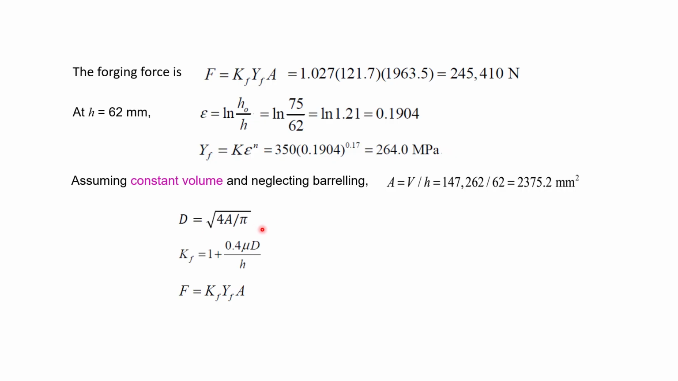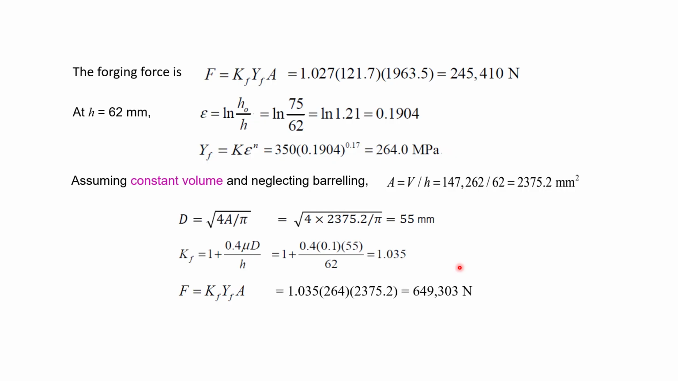Now I can find the new diameter, I can find the new Kf, and I can find the new force. So the new diameter now has increased from 50 to 55. Now the Kf, calculated according to the new diameter and new height, is going to be 1.035. Then I can calculate the value for the force. So you can see that by changing the height down to 13 millimeters, the force has been almost multiplied by 2.5. Okay, so that's due to the strain hardening.